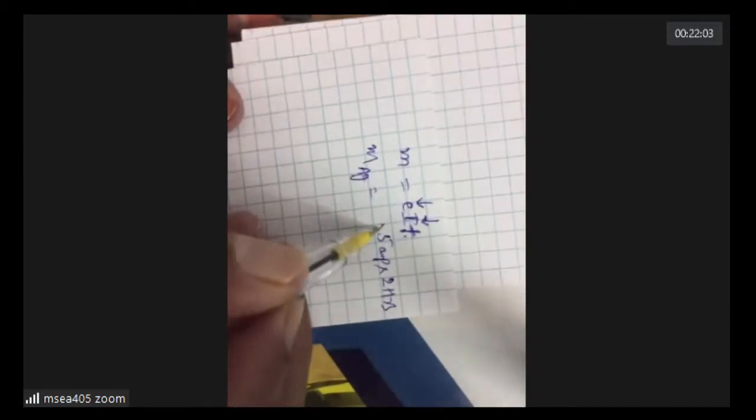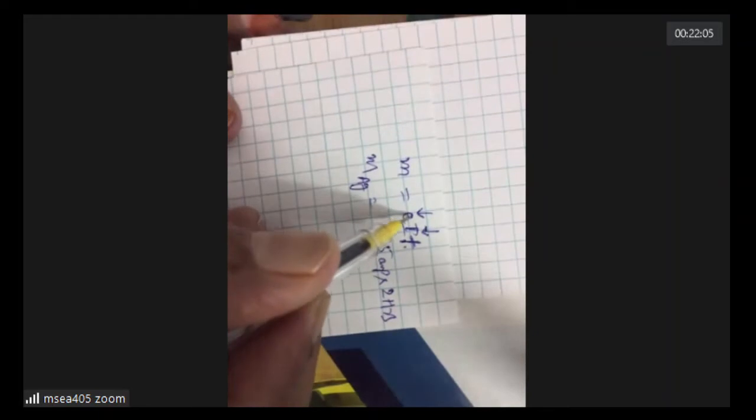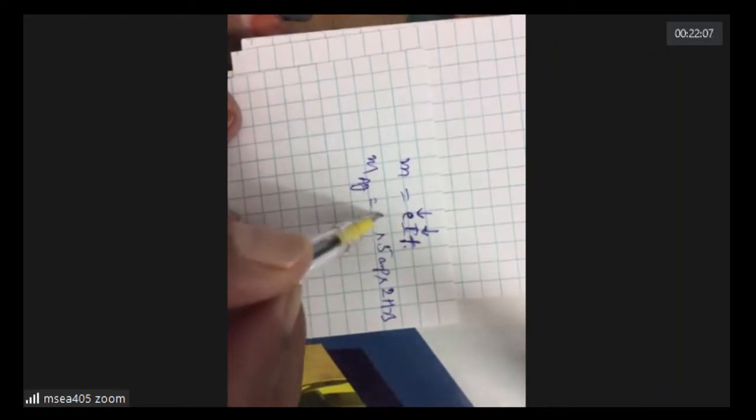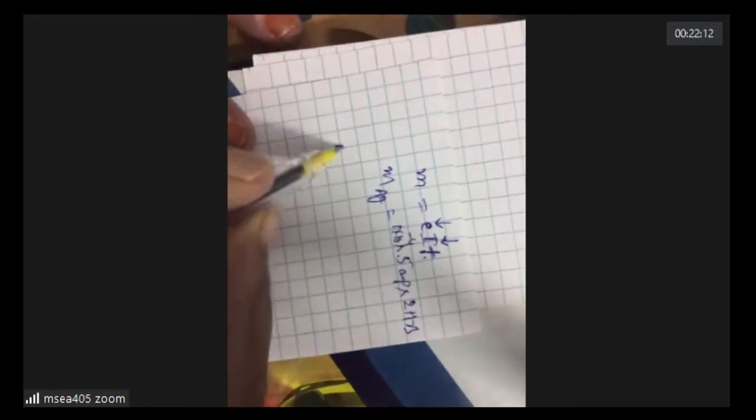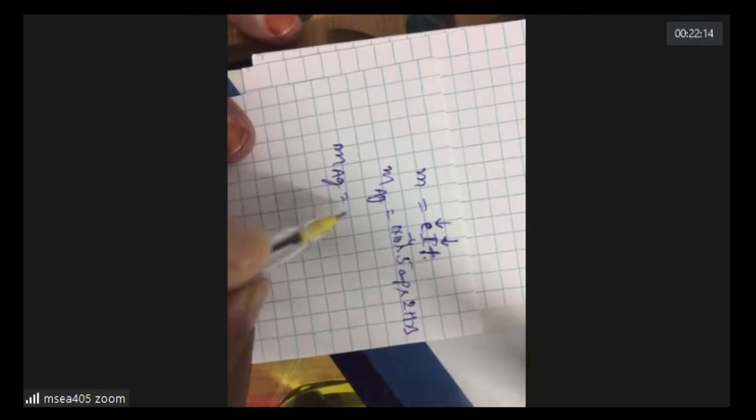And if the electrochemical equivalent of this metal silver is 1 into 10 to the power minus 4 grams per coulomb, and you want to know the mass of silver deposited for the passage of 5 amperes in 2 hours, convert the hours into seconds: 2 into 60 minutes into 60. These are the seconds. If you multiply, you get the mass of silver.